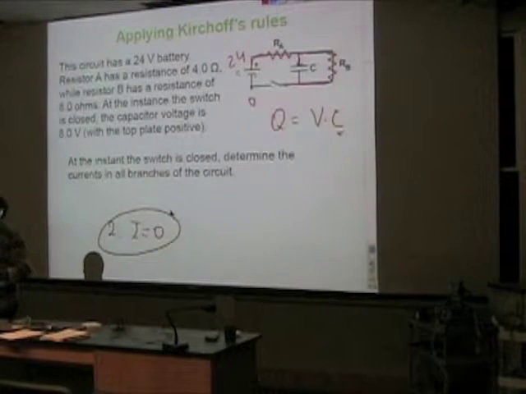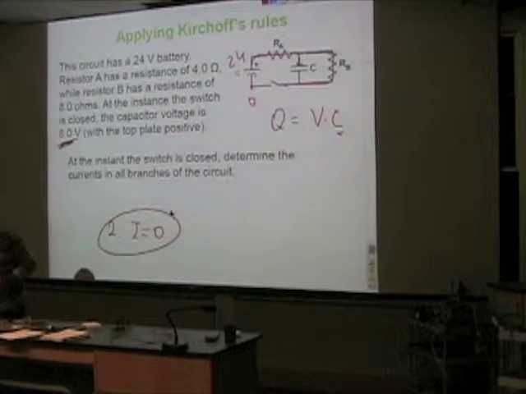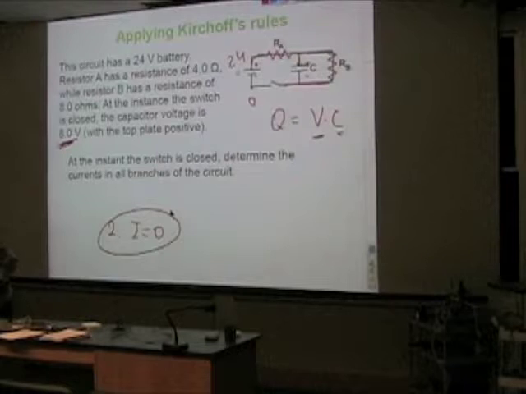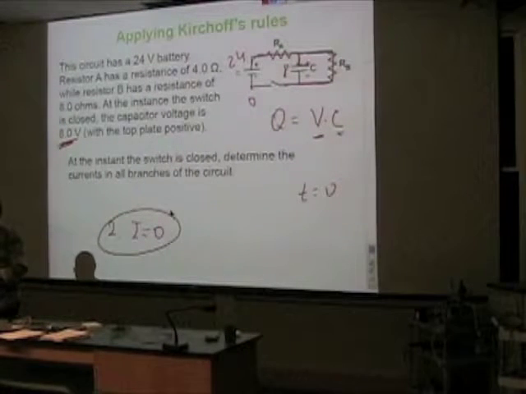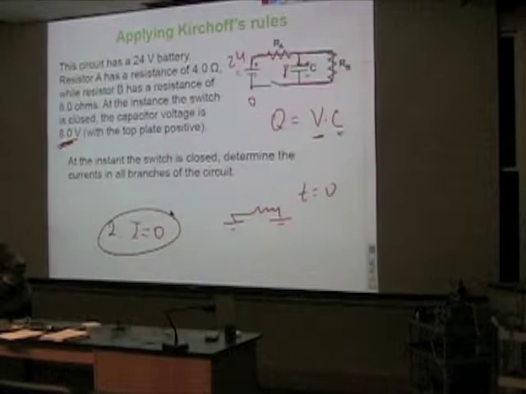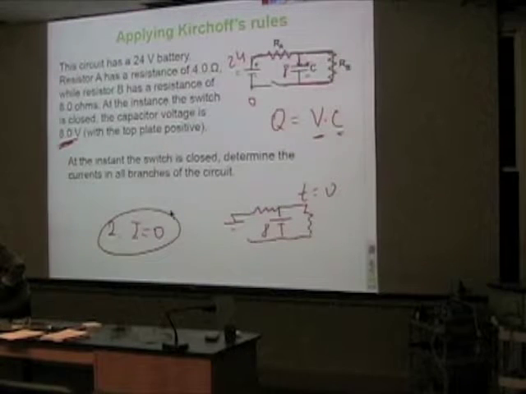The capacitance is clearly not 0, and the voltage across the capacitor is not 0, it's 8. So, voltage times capacitance gives the charge. And we are told that this plate is positive, this plate is negative. The voltage across the capacitor is 8 now, at t equals 0. So, we could just redraw this circuit: a battery, a resistor, another battery, which right now has voltage 8, another resistor, the open switch.